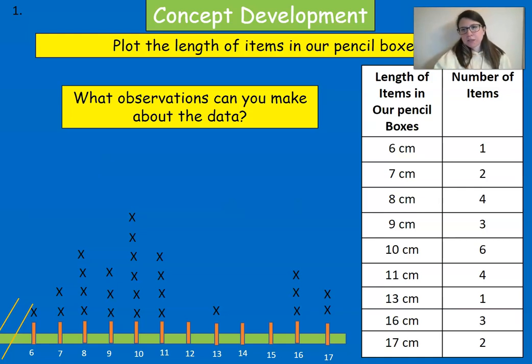I want you to pause and talk to someone at home about what some observations are that you can make. Good. So the most items are about 10 centimeters long. We don't have anything that's 12, 13, or 14, which is a little interesting. Then we have some bigger items at 16 and 17. But most of our objects are between 6 and 11 centimeters long. Did you get any of those observations?